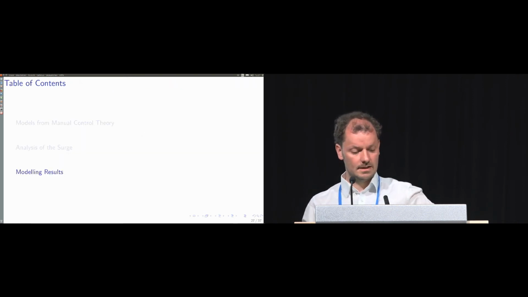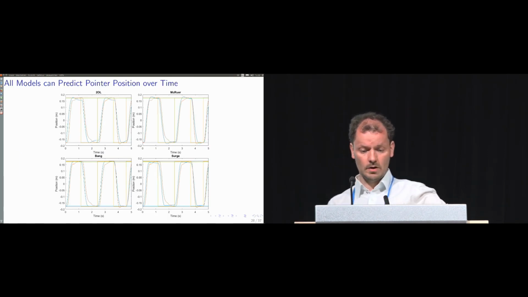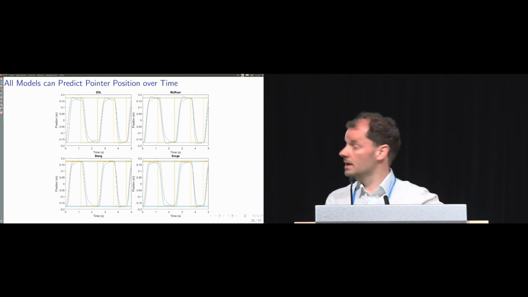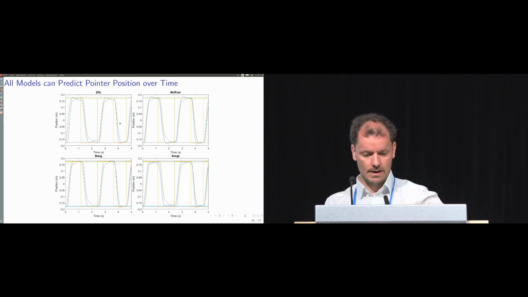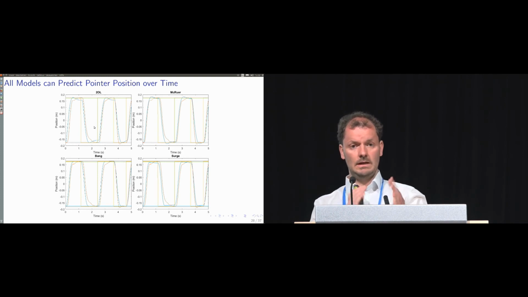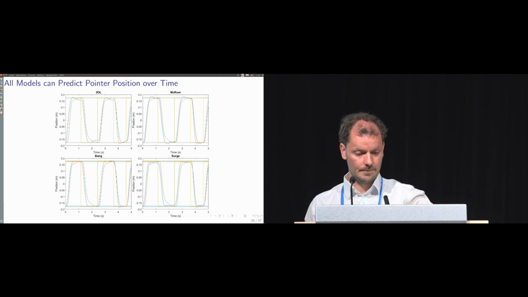So this gives us some insight about the search movement, and now we wanted to understand how well our models are able to predict the dynamics of the mouse movement. Here you can see all four models. What you see in this diagram is that the small red line is the behavior of the user, and the blue line is the prediction of the model. And you can see that all four models are able to predict where the pointer is at any point in time with quite good accuracy.